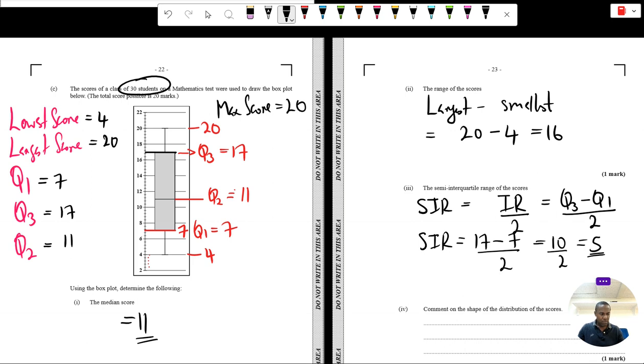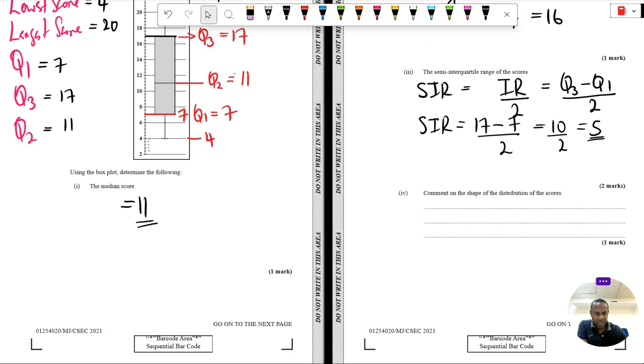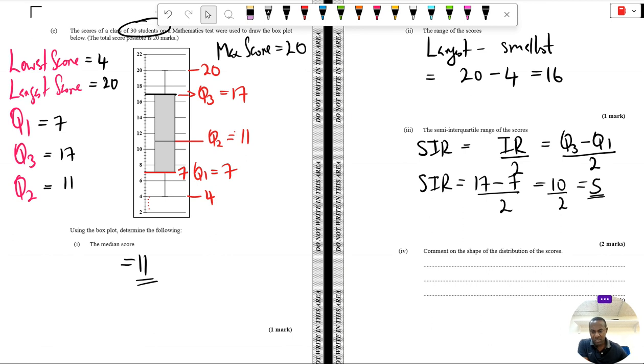Now, the next part of the question says we're supposed to comment on the distribution of the scores, and that is worth 1 mark. Now, what does this box plot tell us about the distribution of the scores? If we examine the box plot carefully, we'll see that the median 11 is much closer to the lower quartile, which of course is 7, than the upper quartile, which of course is 17.